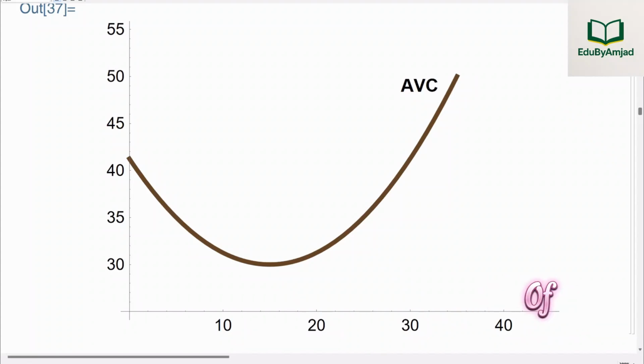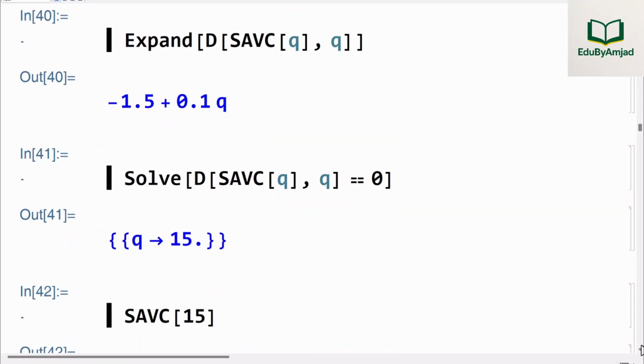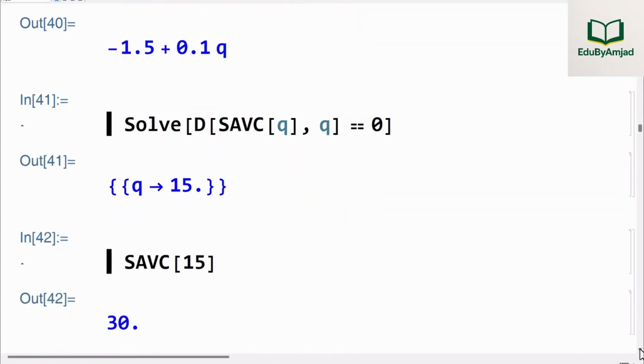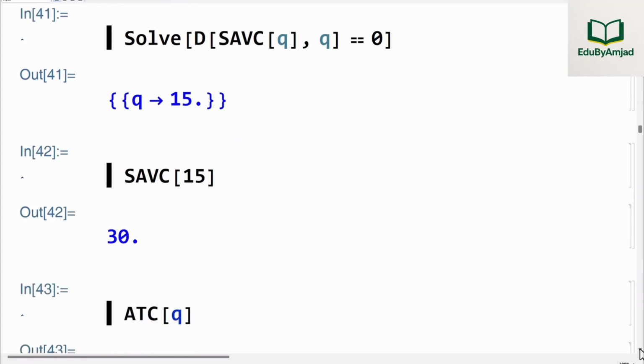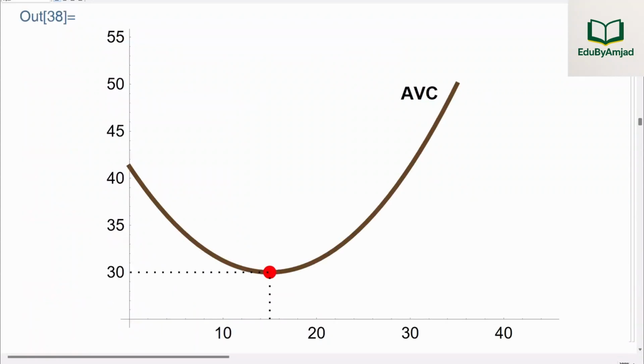To find the minimum of average variable cost, we set the derivative equal to 0. Solving this condition shows that the minimum AVC is 30 units of currency, and it occurs at an output level of 15 units. This minimum point is marked by the red dot on the graph.